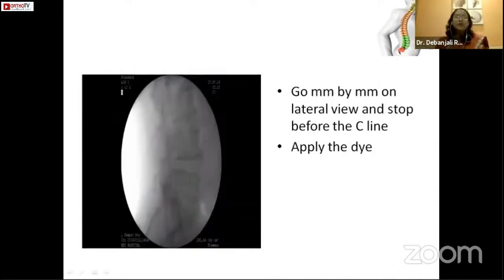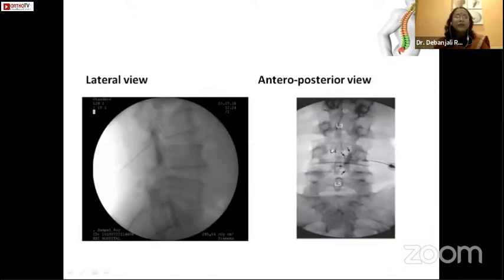So once we enter the space, we would change the position of the C arm and make it lateral. And we go by millimeter with the lateral view, because if we go very fast, we can puncture the dura. So we will stop before a C line comes and we will apply the dye, iohexol or whatever. In the lateral view, we will get a streak of a line, and in the anterior-posterior view, we will get a C-shaped line like that. So it is the transforaminal epidural injection.